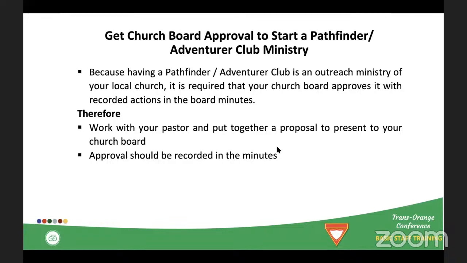So when one is presenting a business proposal, your business proposal must get the buy-in of those whom you are presenting to. Same applies to this one. Your proposal must get the buy-in of the church board. Why do you think the church needs a Pathfinder Club? Why do you think the church needs an Adventurer Club? And then you present that proposal to the board, and it must be recorded. It must be recorded for future reference and even recommended so that it can be taken to the church at large. Next slide.